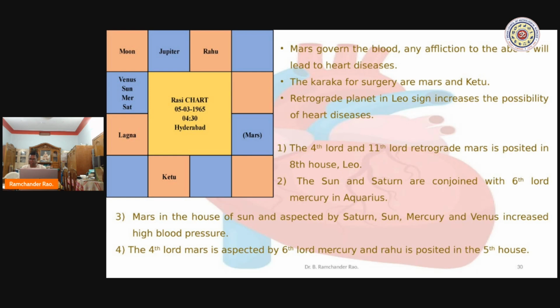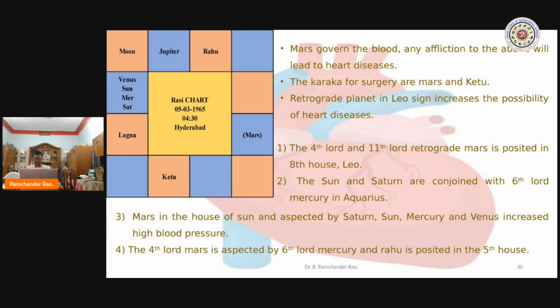Mars in the house of Sun and aspected by Saturn, Sun, Mercury and Venus increases the high blood pressure. High blood pressure, hypertension may occur because of that. One more thumb rule is when Mars is aspecting the Moon, that increases hypertension also. You will have high blood pressure, everything will be there.